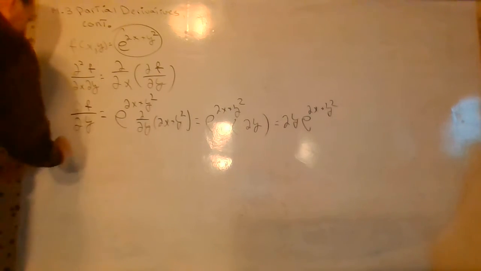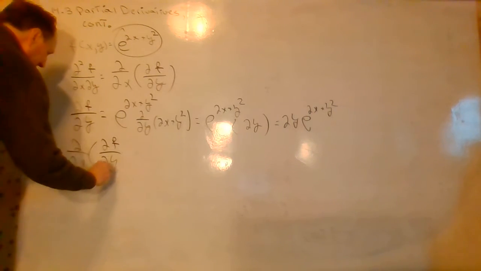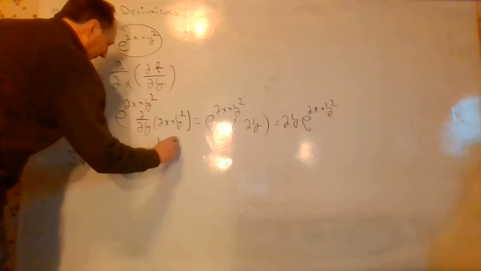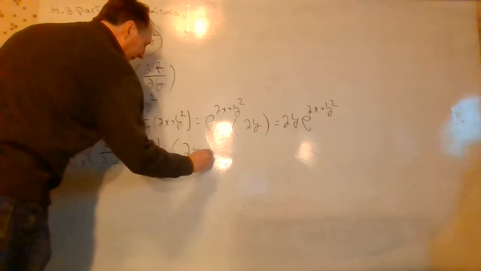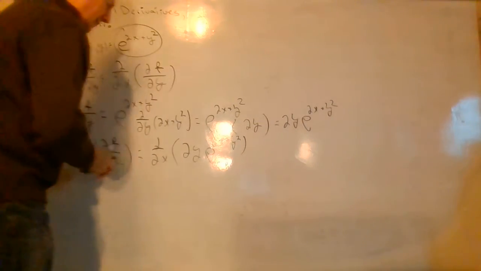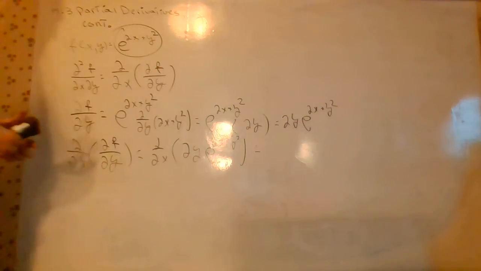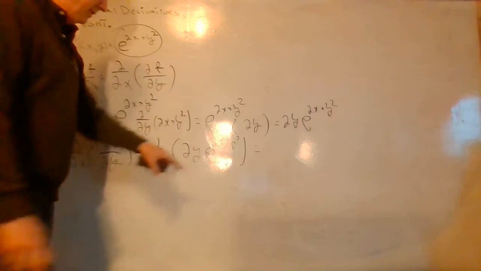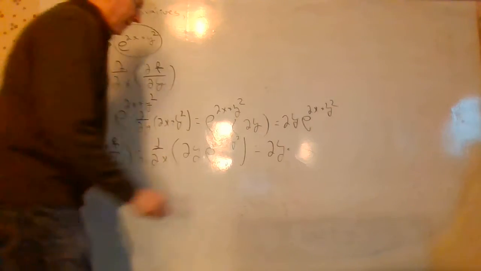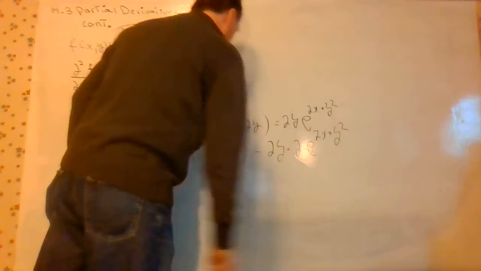Now we want to do an x partial of that. Partial with respect to x of the partial of f with respect to y. We can write that as partial with respect to x of 2y e to the 2x plus y squared. And that's equal, well, that's a constant coefficient, so we can just multiply 2y times the x partial of that, which is 2 e to the 2x plus y squared.